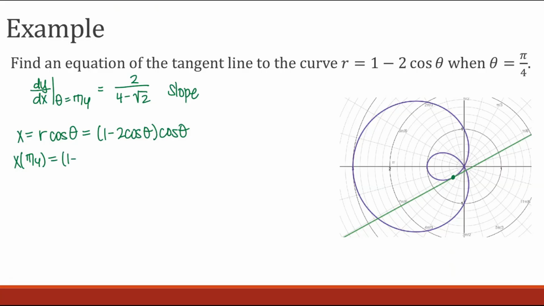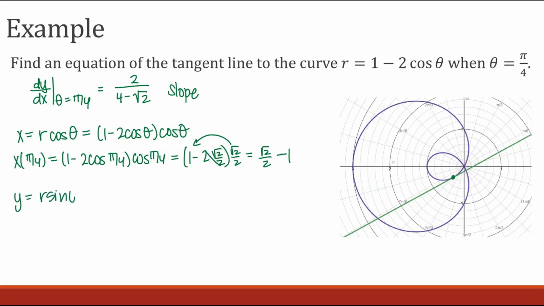So we have 1 minus 2 cosine of pi over 4 times cosine of pi over 4. So 1 minus 2 times rad 2 over 2 times rad 2 over 2. So here, if I distribute in, I'm going to end up with radical 2 over 2 minus 1. So that's the x coordinate, and then we'll do the same thing with y.